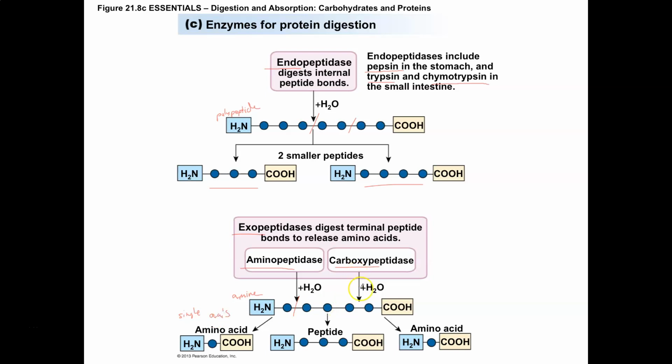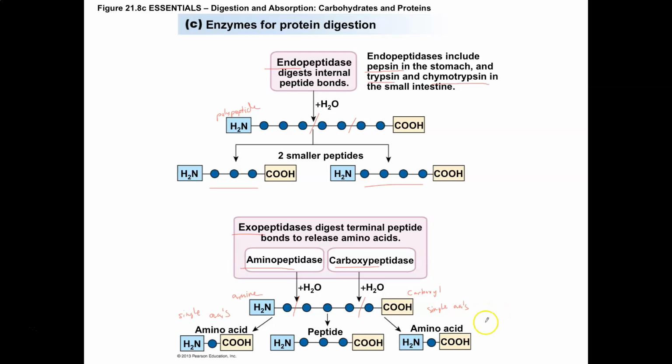And then the carboxypeptidase is working from the carboxyl end. This is the carboxyl end, so that C double bonded oxygen OH group. And so we're able to digest from the carboxyl end of the peptide structure. And again, that creates a single amino acid. So we get these single amino acids breaking off from the peptide structures.